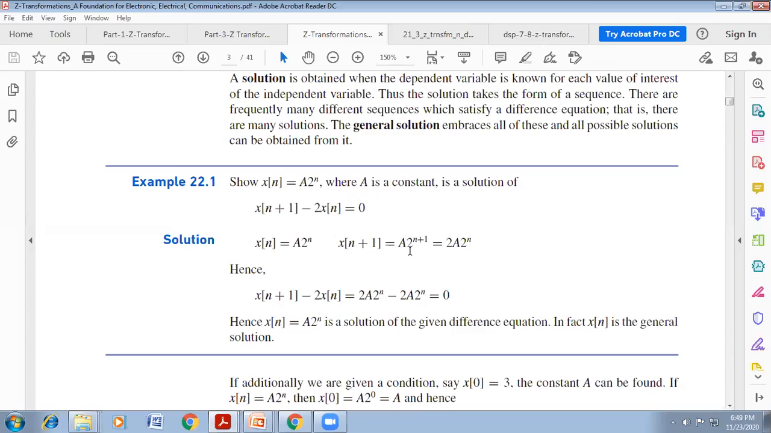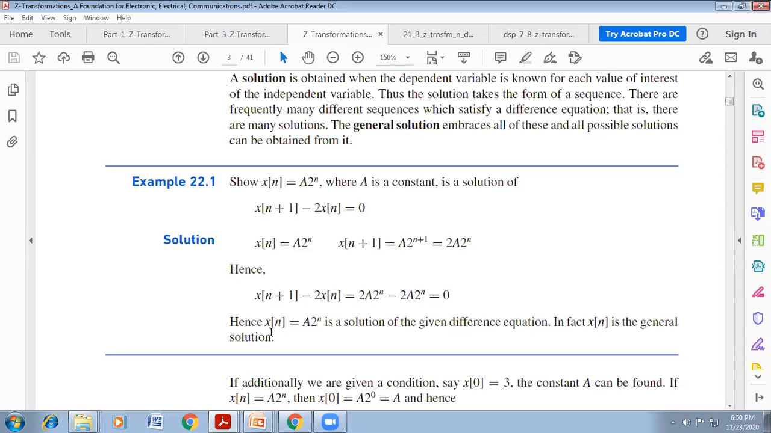That means this can be written as a into 2 to the power n into 2. So this also can be written as twice a into 2 to the power n. Hence, the left hand side of the difference equation, x(n+1) minus twice xn, just putting the values, we get 0. That means left hand side and right hand side is 0.